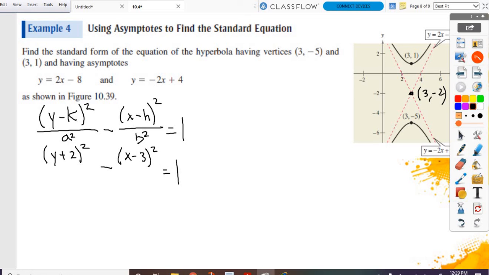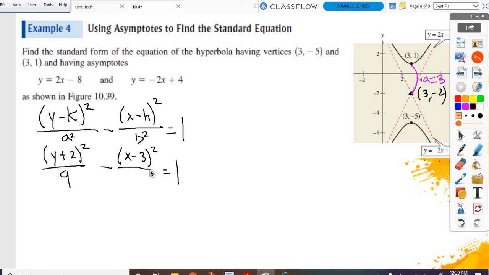So then the next thing that we can find pretty easily is going to be our a value. Remember that our a value is the distance from our center to one of our vertices. In this case, I am going up and down, so we should see that this is a distance of 3, which means that my a squared is going to be 9.